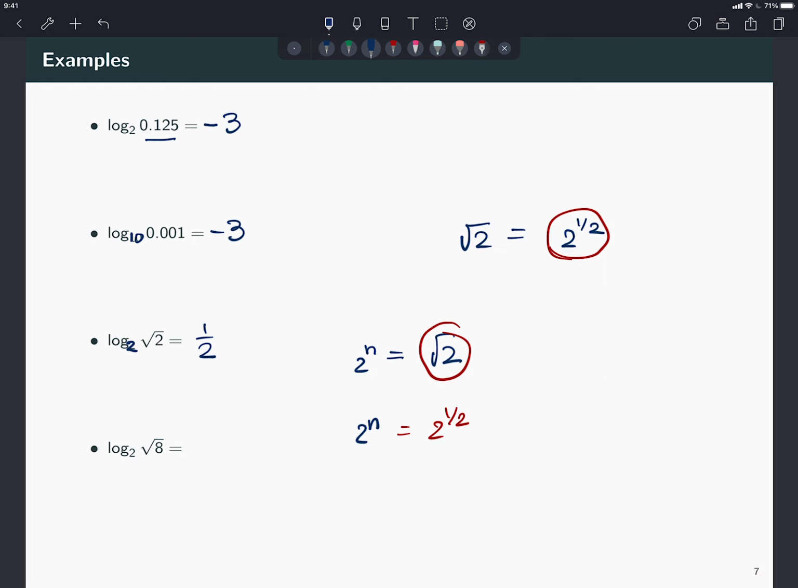So if you're familiar with fractional exponents, this is straightforward. If not, it might take a while to see what happened, but it's just reading the power of 2 that you need to use in order to get root 2. So when you write root 2 as a fractional exponent, it's 2 to the 1/2, so your exponent is 1/2.